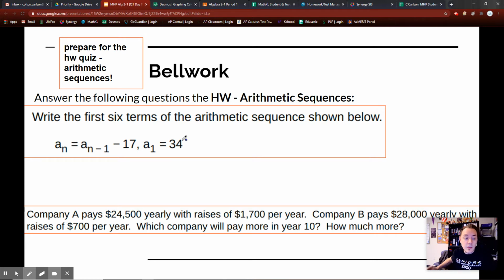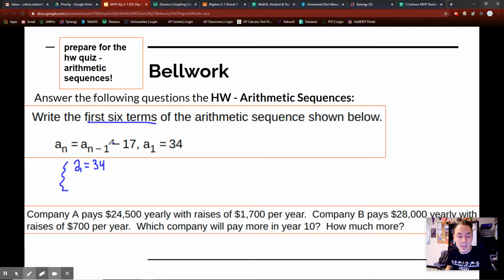So this first one says, write the first six terms of the arithmetic sequence shown below. We have a sub n equals a sub n minus 1 minus 17, and then comma, a sub 1 equals 34. So we just want to write the first six terms. How do I write the first six terms? Well, they give us a couple of things. First of all, they give us a sub 1. Remember, this is what we call my first term in the sequence.